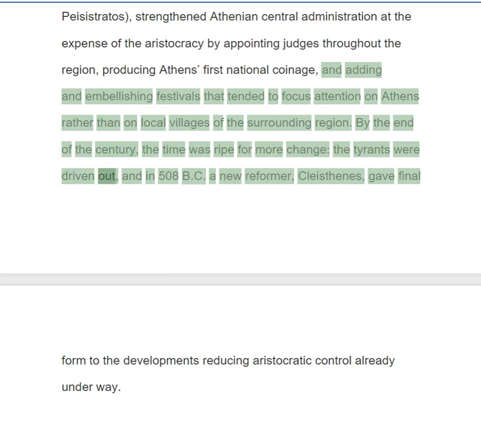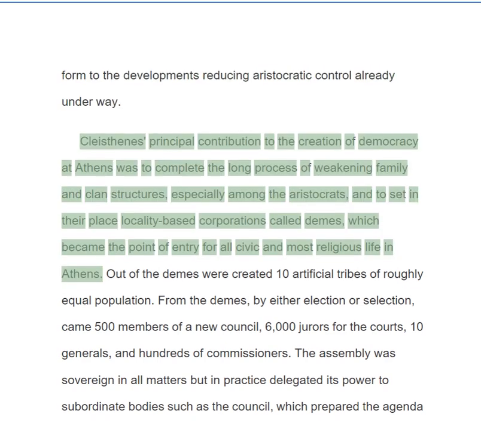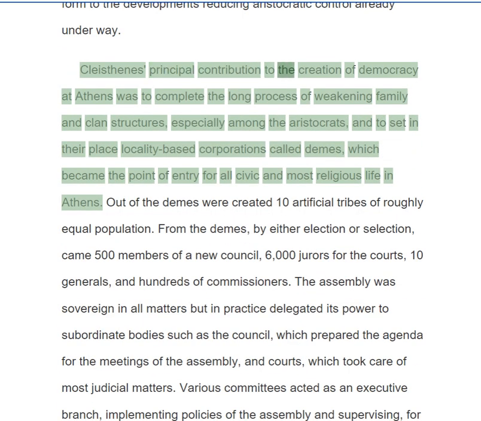The tyrants were driven out, and in 508 BC a new reformer, Cleisthenes, gave final form to the developments reducing aristocratic control already underway. Cleisthenes' principal contribution to the creation of democracy at Athens was to complete the long process of weakening family and clan structures, especially among the aristocrats, and to set in their place locality-based corporations called demes, which became the point of entry for all civic and most religious life in Athens.